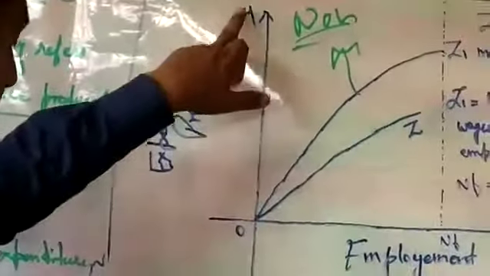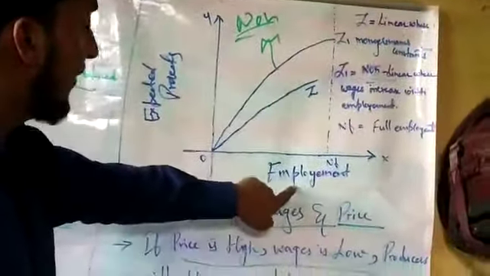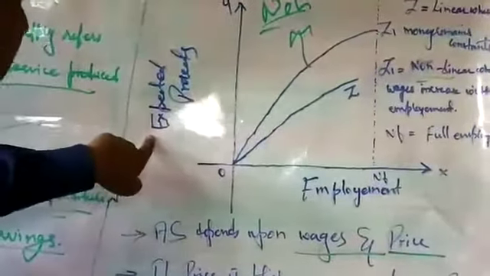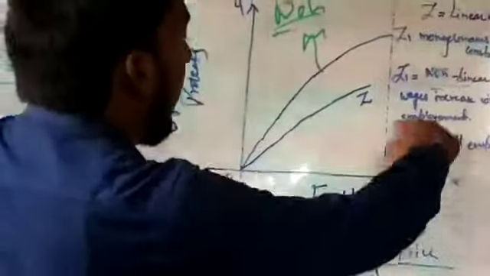With the help of a diagram, let's understand it in a deeper way. We have drawn the diagram with an x-axis and y-axis. On the x-axis we have put employment, on the y-axis the expected proceeds. And we have drawn the NF.